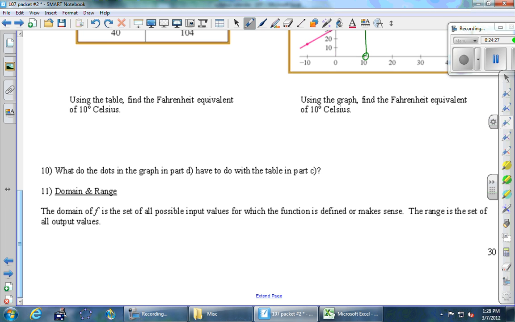Okay, let's go to Joe for number 11. Have we used these words this semester? Domain and range? I think we did use domain. We said domain is the things that are allowed to go in for the x's. So this is the same as what we had said before: domain is the inputs, range is the outputs.